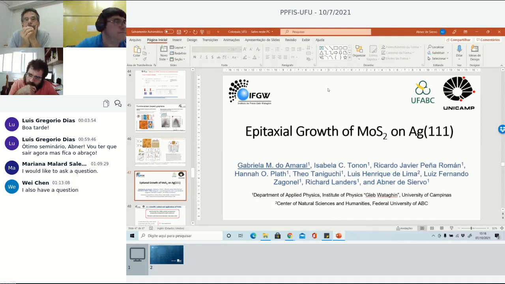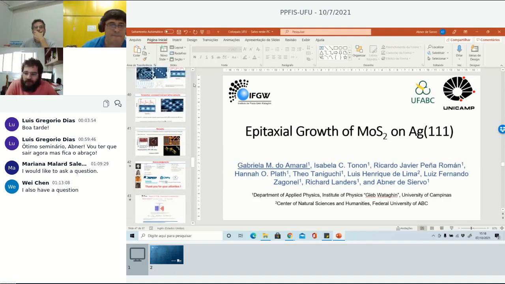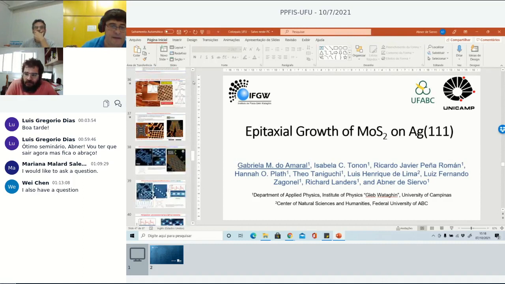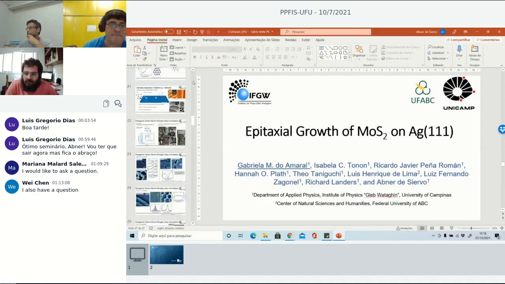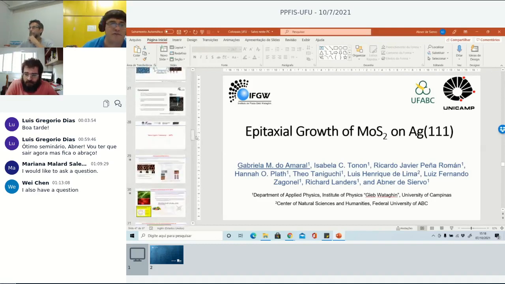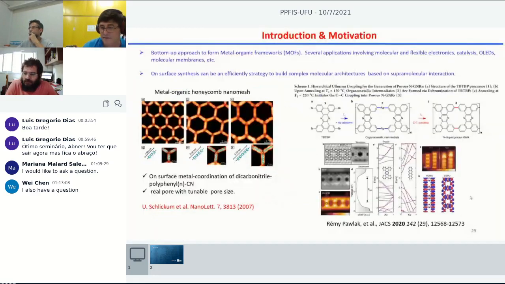Related to this issue of the pores, can you guys in your group control the position of the pores on a mesh like this? Say you want the pores in specific positions so that in the end you get some kind of motif, like a tiling or something. In this case, can you control the positions of the pores? Yeah, in this case, for instance, it's true. Let me go back to this one. In this case, the molecule works like that.